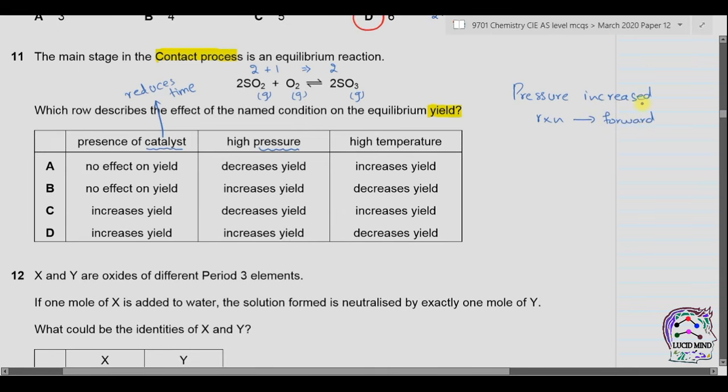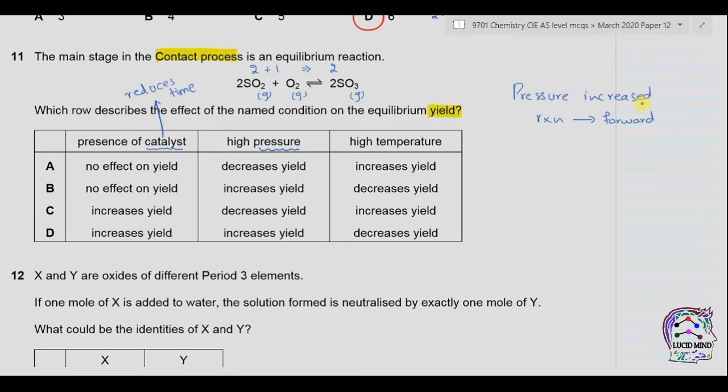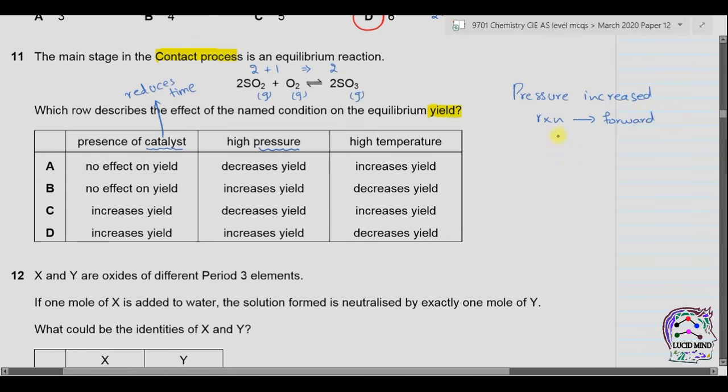Because whenever the pressure is increased, the equation moves from more number of moles to less number of moles. As the number of moles of reactant is 3 and the number of moles of product is 2, the reaction will move in the forward direction. So high pressure should increase the yield. Third one is high temperature.